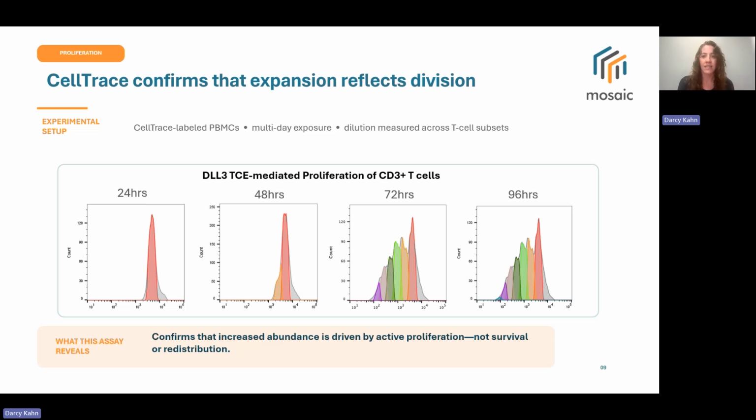So what you can see in the data is that with our benchmark, we have clear progressive CellTrace dilution across 24, 48, 72, and 96 hours, with barely any effect at 24, and we start to see it progressing slowly over time. And so this confirms that the T cell increase we saw in the expansion is being driven by active division, not just survival. So when you put those two things together, you've got real confidence that what you're seeing is genuine driven expansion.